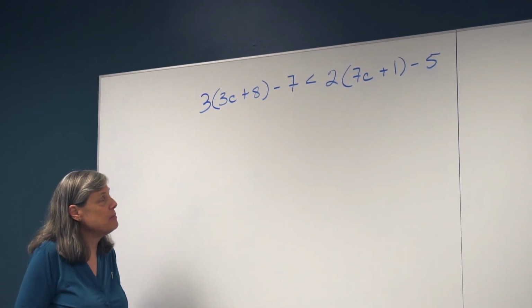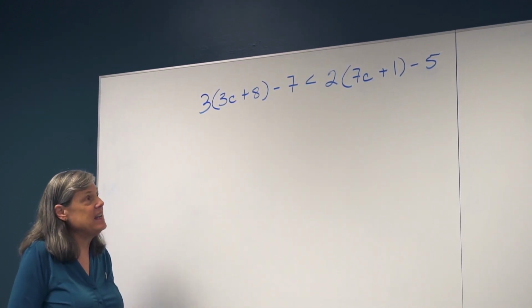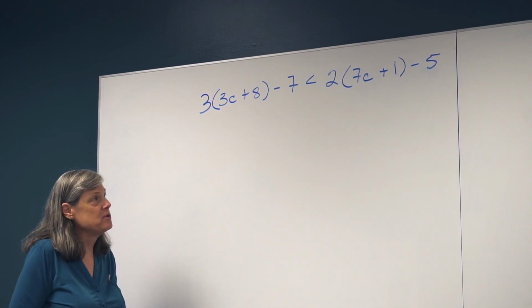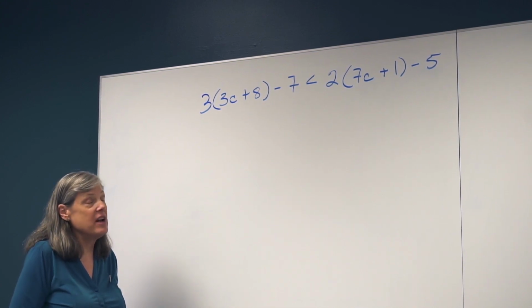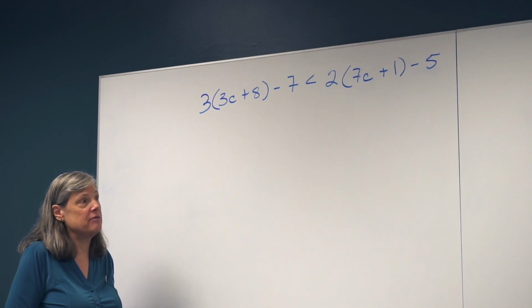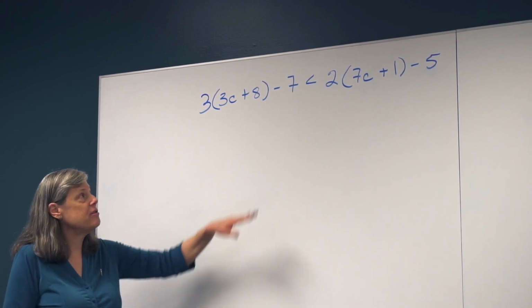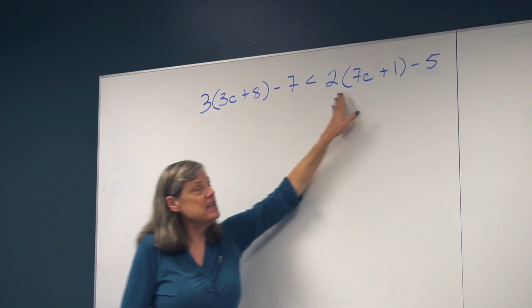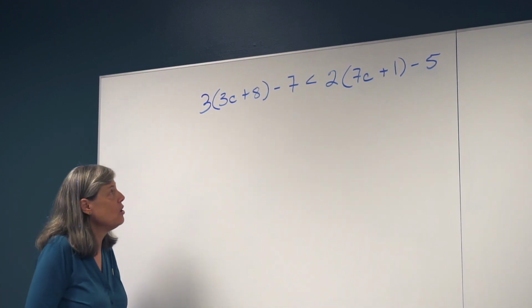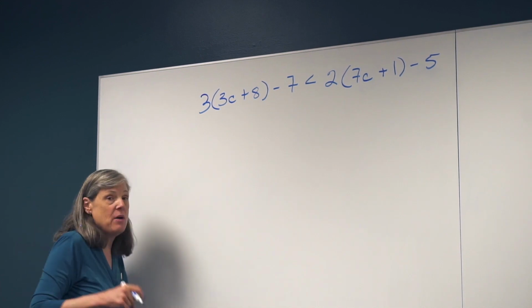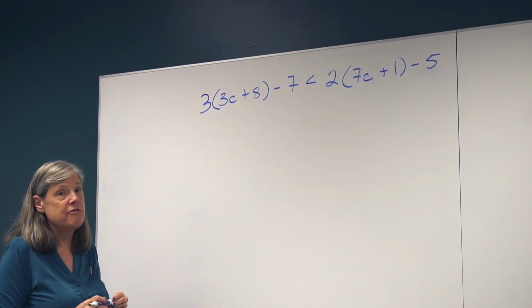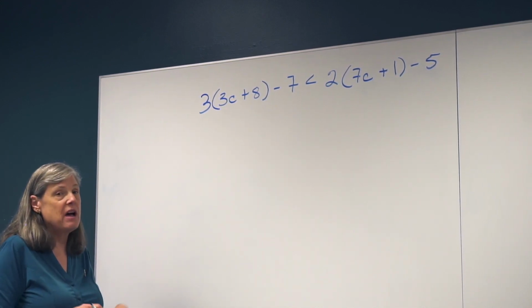So step number 1, are there any denominators? Nope, so I don't need an LCM. Are there any decimals that we have to get rid of? Nope. So step number 2, simplify everything on each side separately. So we'll go ahead and do that first. You might want to turn this off and try it yourself first, then turn this back on and see how well you did.